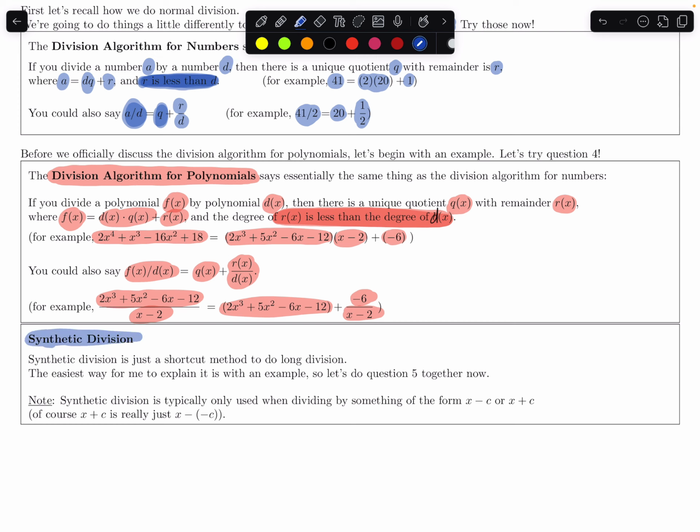Synthetic division only works, well, technically you can use it in other circumstances, but the way we typically use it is only when you have the divisor of the form x minus c. Here I wrote x plus c as well, but x plus c you can think of as really just x minus a negative c. So in that sense, you can convert it just to x minus some number. When you have something like that, you run synthetic division.